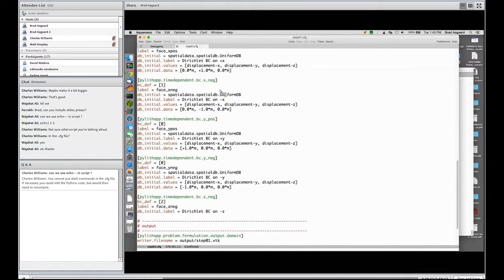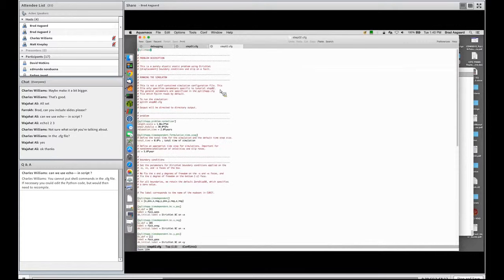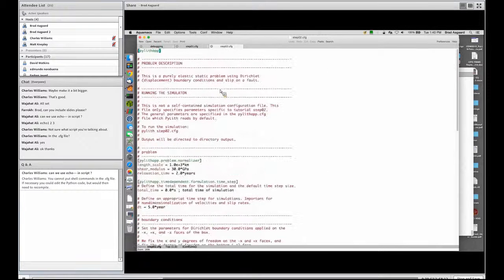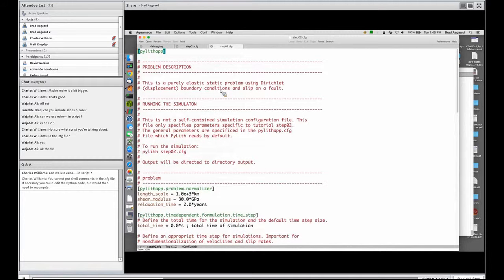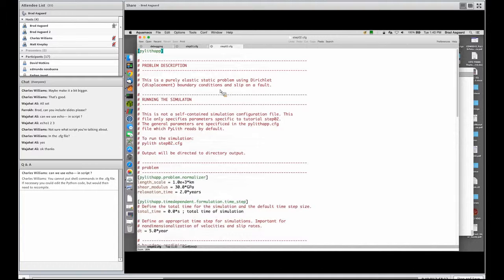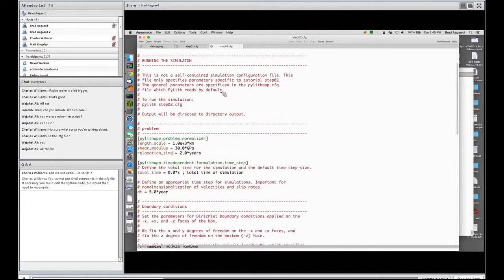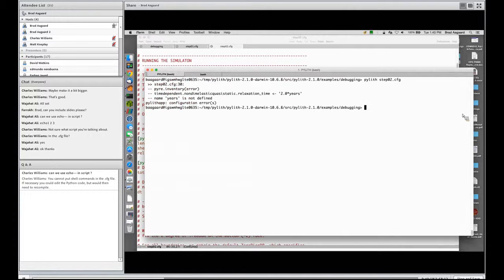So let's load up step02. So it said line 30. So I'm gonna go down here to line 30. And I have years. I'll notice down here I have year. And this is the units are a PyLith feature.